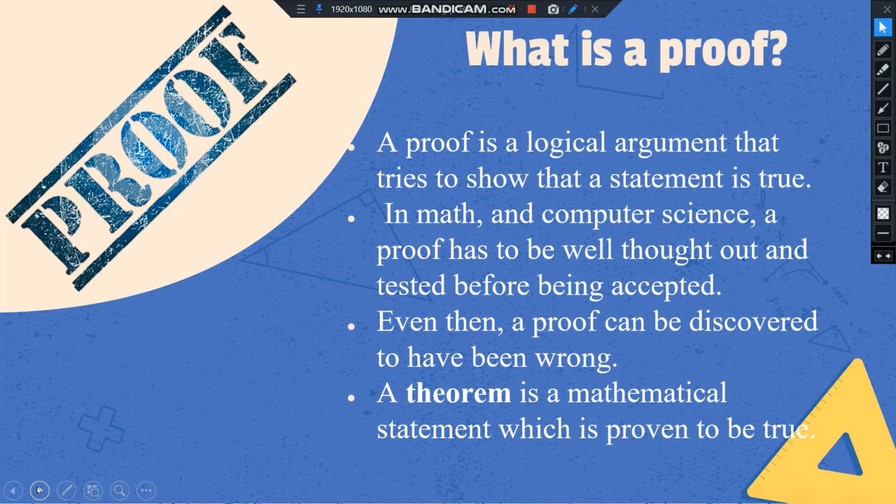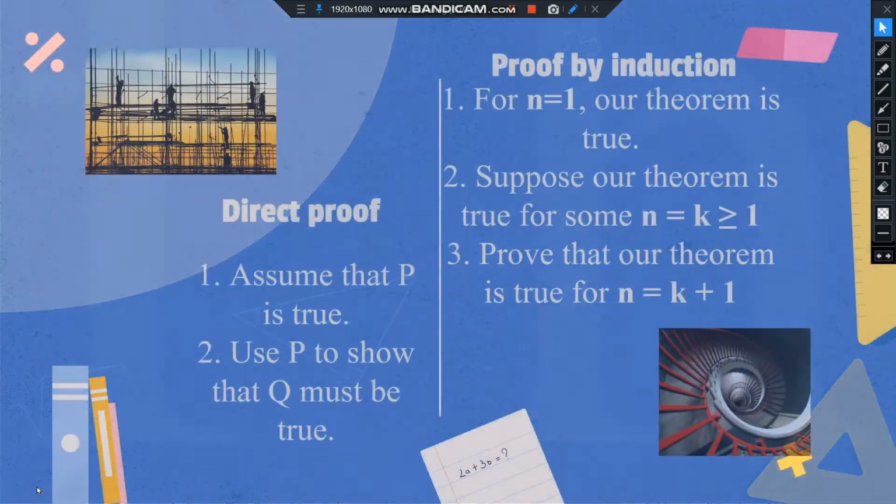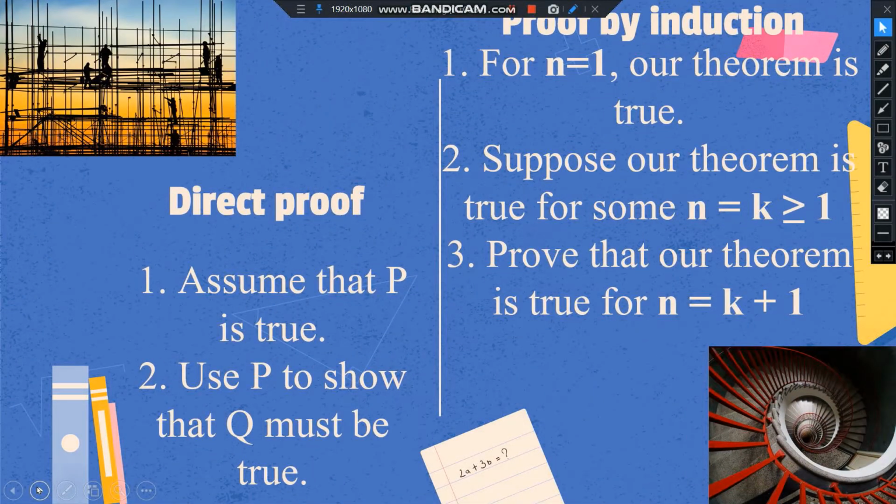In math and computer science, a proof has to be well thought out and tested before being accepted. Even then, a proof can be discovered to have been wrong. A theorem is a mathematical statement which is proven to be true. We have several types of proofs, but the main ones are direct proof, proof by induction, and proof by contradiction.